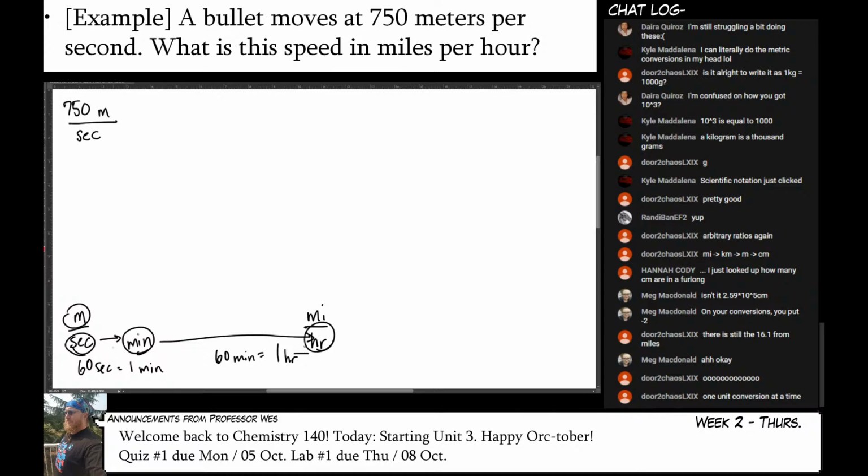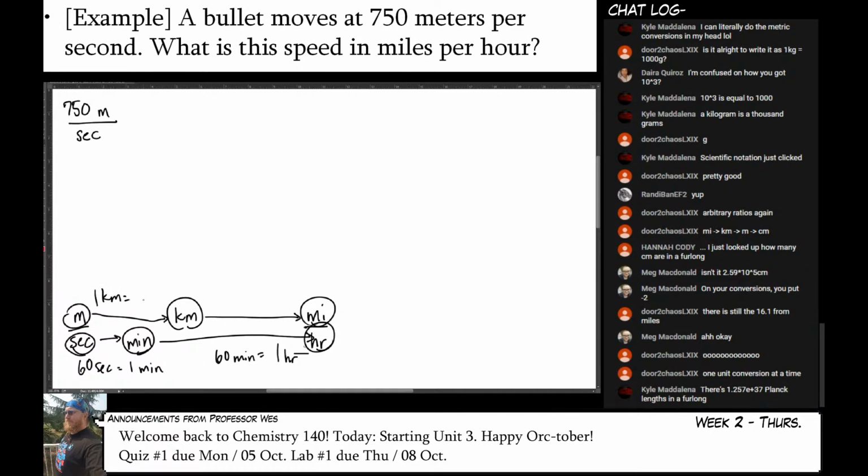And now we'll do the same thing on the top here. How do I get from meters to miles? Well, I'm going to just arbitrarily pick meters to kilometers. And then choose kilometers to miles. Because I know that a kilometer is 1,000 meters.